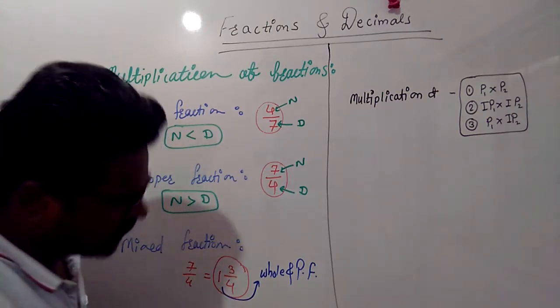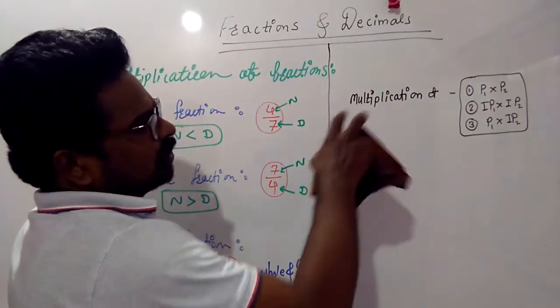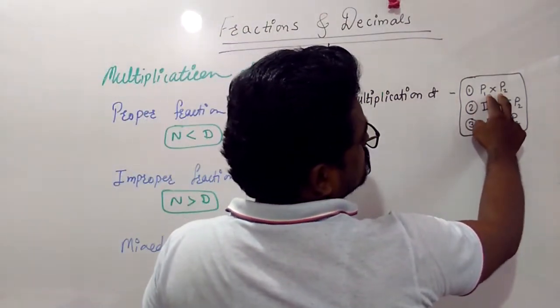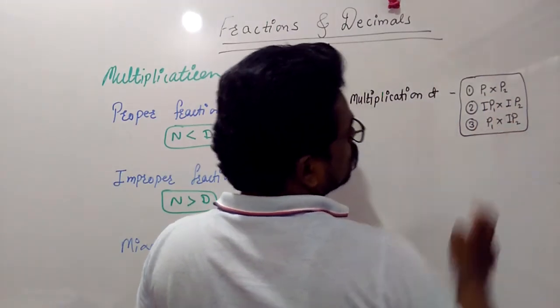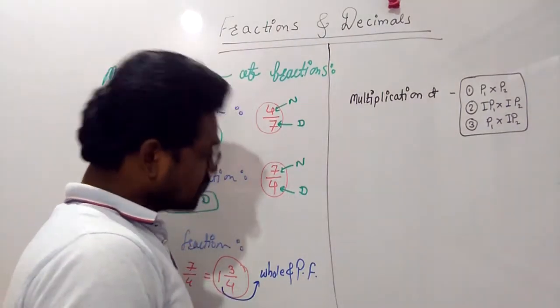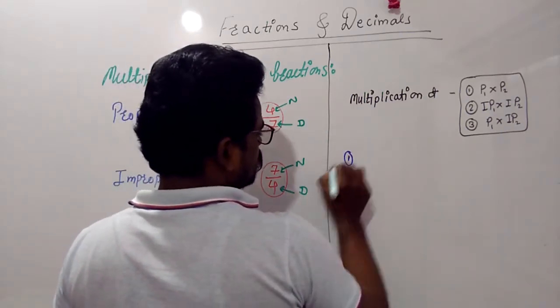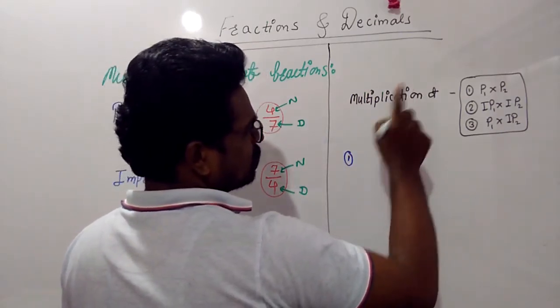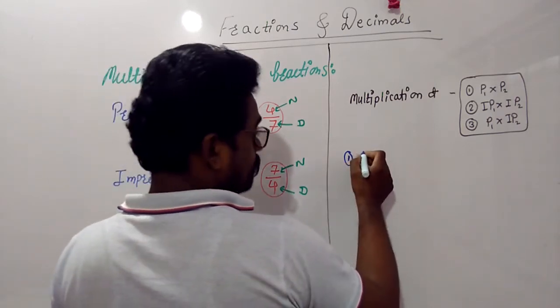Okay, now see, multiplication: here two proper fractions, here two improper fractions, and here one proper and another improper fraction is there. First we will consider case number 1, which is multiplication of two proper fractions.